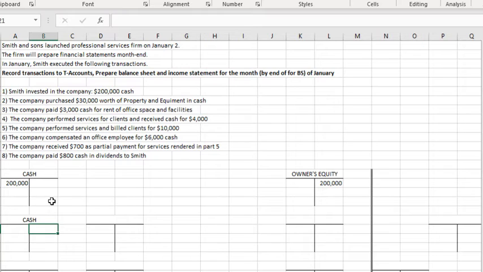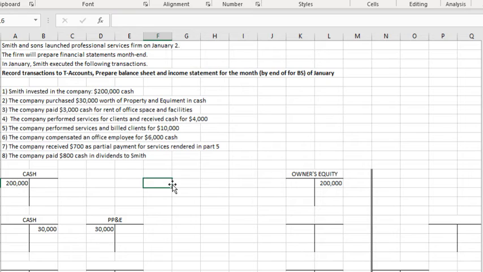For the second transaction, cash is going to decrease by $30,000. Property and equipment, in short PP&E, is going to increase by $30,000. So this is when you record, when you buy a specific property or equipment in cash, this is the type of transaction that you need to record. For now, I'm going to solve this in T accounts, but you can also do it as a journal entry.